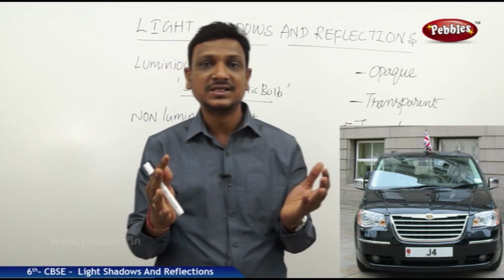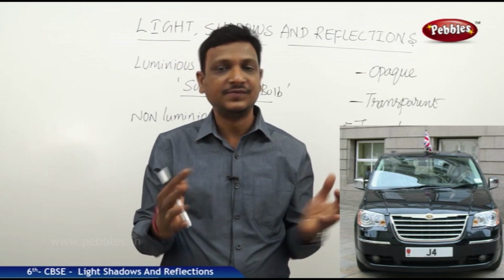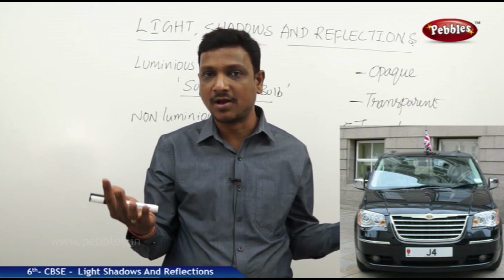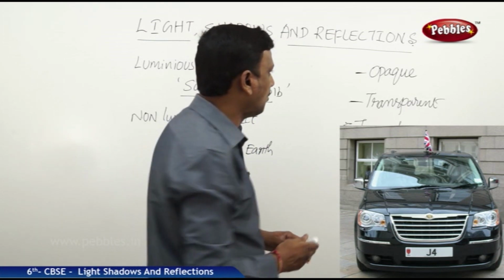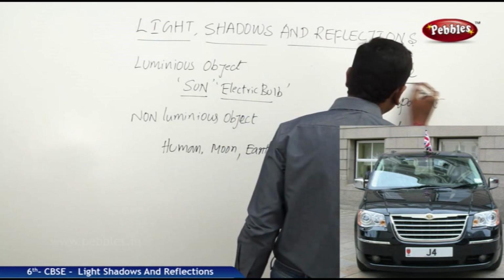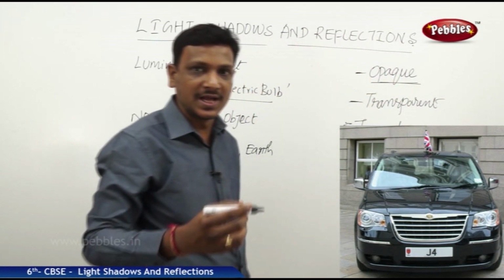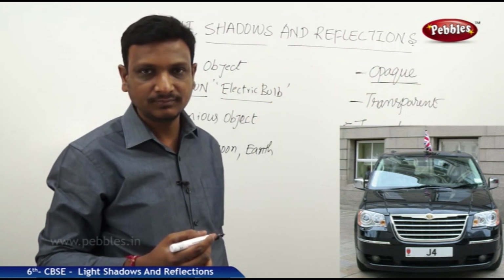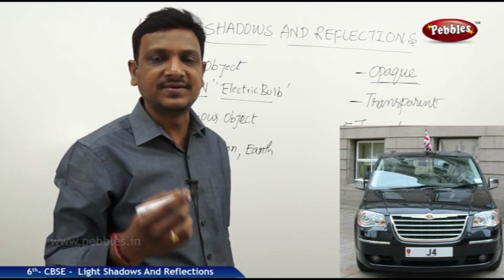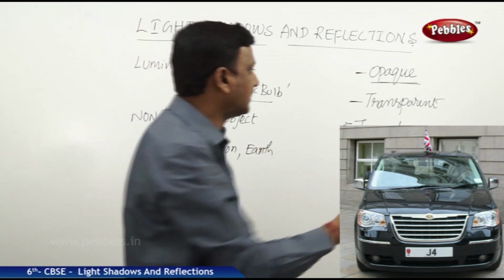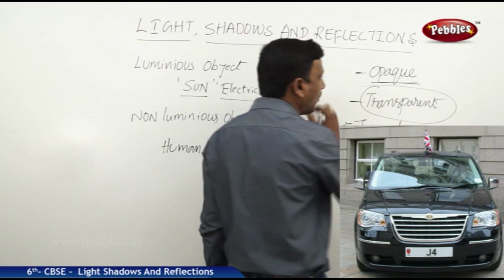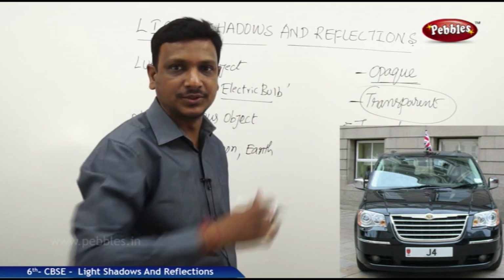So the glass is transparent. If any other material is used, like metal or wood, it is opaque. You can't see. So when is an object said to be opaque? When it does not allow the light to pass through it. An object is said to be transparent when the light is allowed to pass through it. Opaque means light is not allowed to pass through.